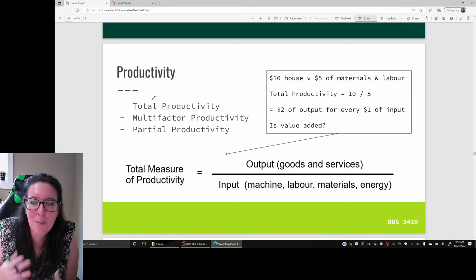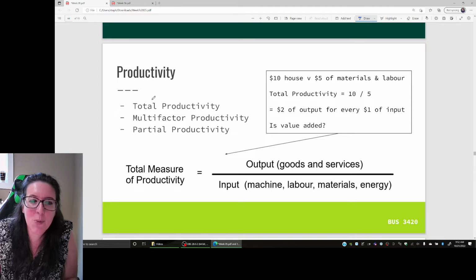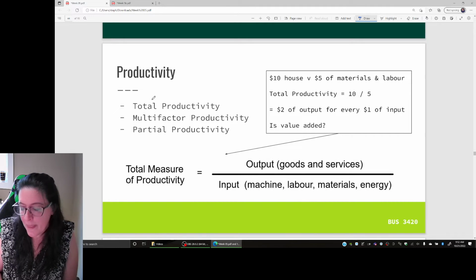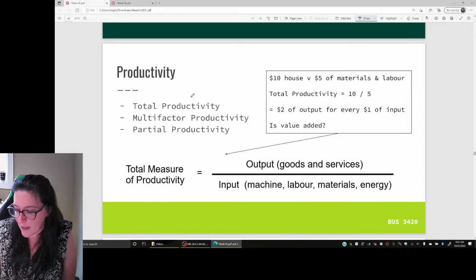So we want that number to be more than 1, because we're getting $2 worth of output for every dollar of input. We're basically doubling the value by making the gingerbread house. So that's a total measure of productivity.